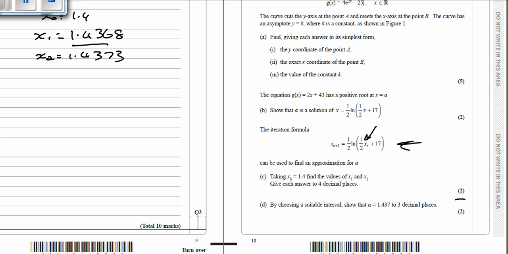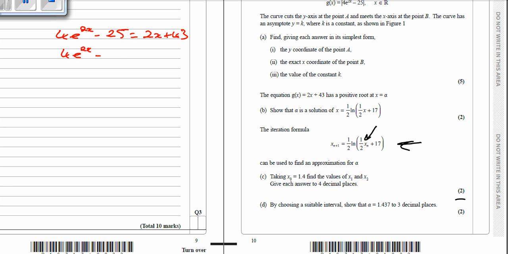By choosing a suitable value, show that alpha is that to 3 decimal places. So what we've got to do is first of all decide what we're going to substitute this into. So what is it that we're trying to find? We're trying to find where g of x equals this thing here. So we're trying to find where 4e to the 2x minus 25 equals 2x plus 43. Therefore, if we're trying to find the value of x that suits this, what we need to do is set it equal to 0.